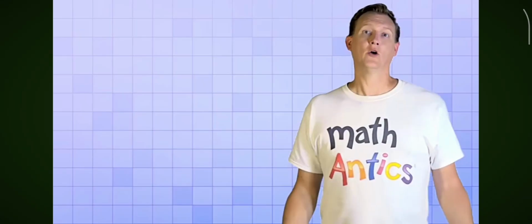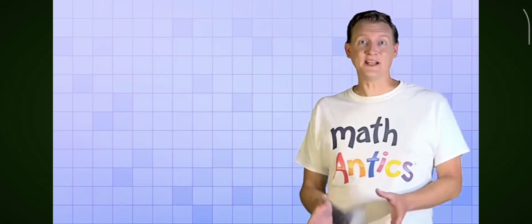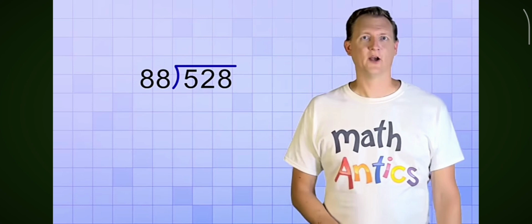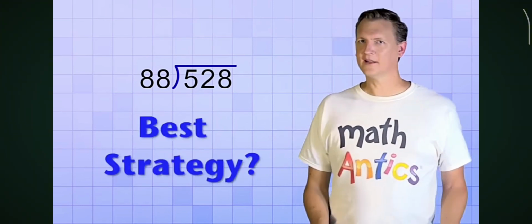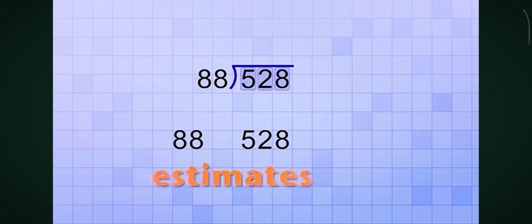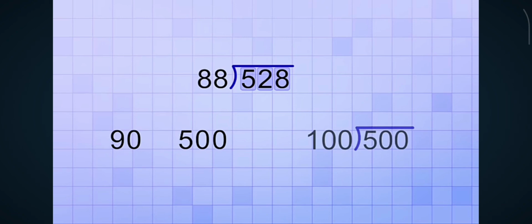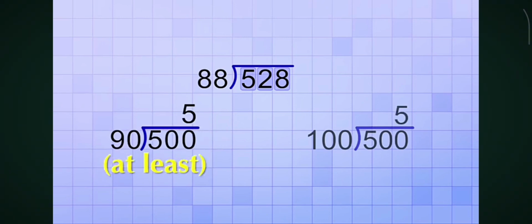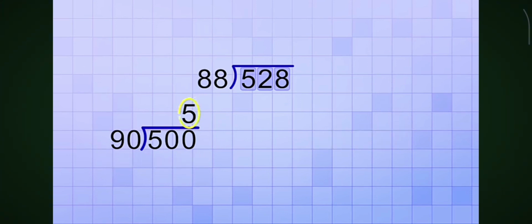Okay. But what if we don't get our way and you need to solve this problem without a calculator? What's the best strategy? Well, a little estimating will help us make much better guesses at our answer. The numbers 88 and 528 are kind of hard to work with. But if we made estimates of those numbers, like if we changed them to 90 and 500, that would make it easier to estimate the answer. Since 100 would divide into 500 exactly 5 times, that means that 90 will divide into 500 at least that many times. So let's make 5 our first estimate for the answer.